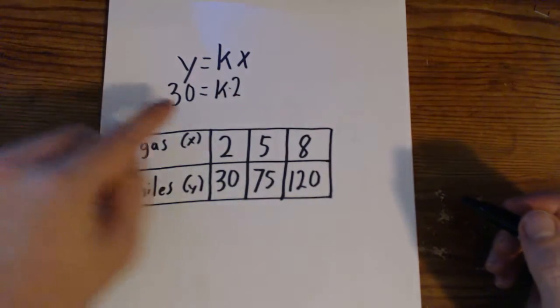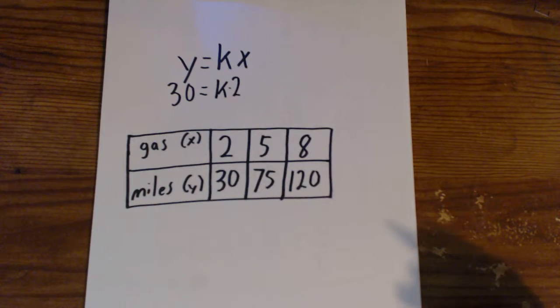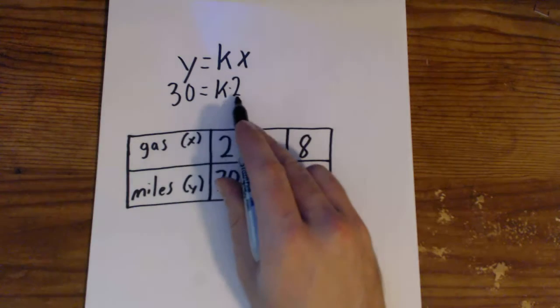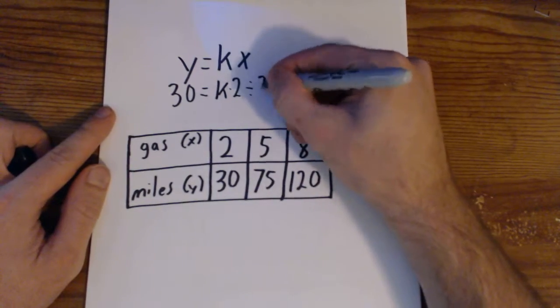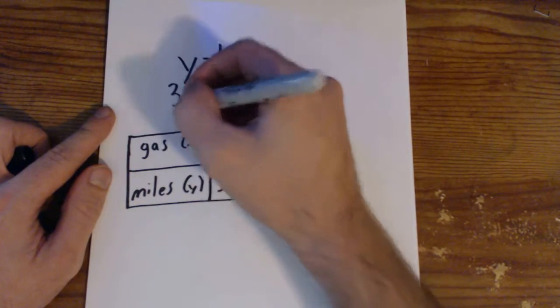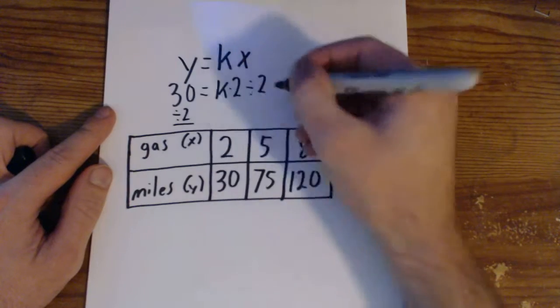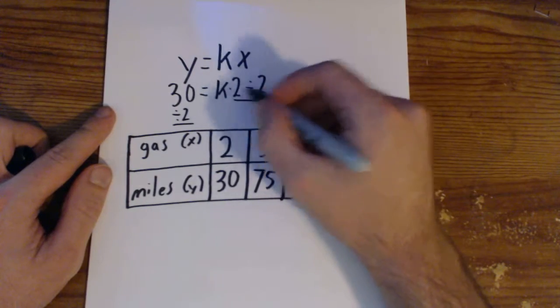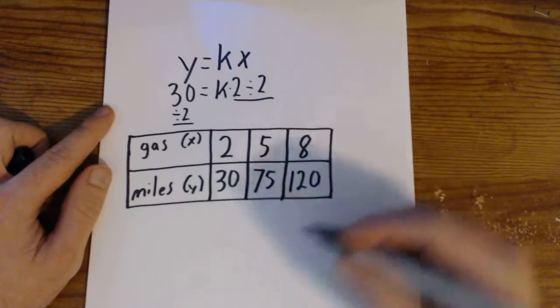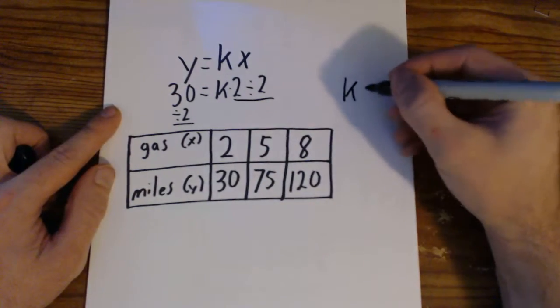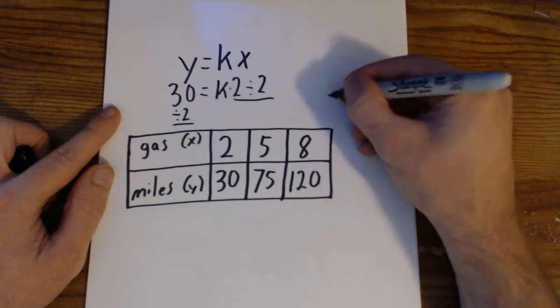Now, if I want to get k by itself to solve it, I have to divide by 2 to get rid of multiplication of 2, right? So I'll just put divide by 2, and on this side I have to do the same thing, divided by 2. 2 times 2 divided by 2 is just going to be 1. Those are going to cancel out. All I'm going to have left on that side is k. 30 divided by 2 is going to be 15.